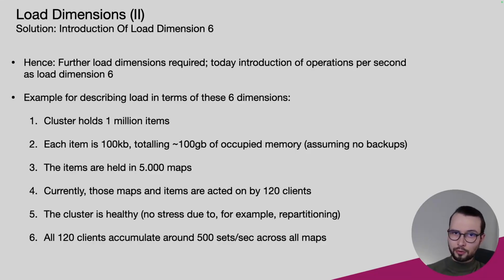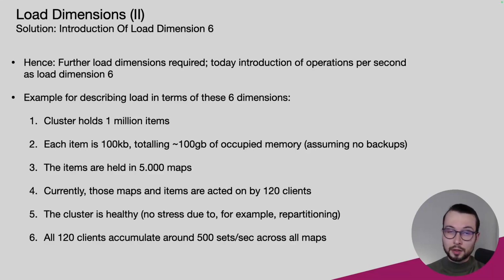So, a short example for describing load in terms of those 6 load dimensions. Load dimension number 1, the number of items, right? The cluster holds 1 million items. Each item is 100 kilobytes, for example. That would be, if you assume that there's no backups for your 1 million items, about 100 GBs of occupied memory. It would be very weird to have no backups for 1 million items, but for the sake of simplicity, let's just roll with that.